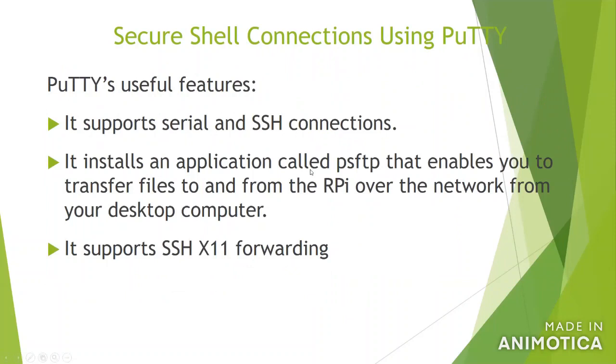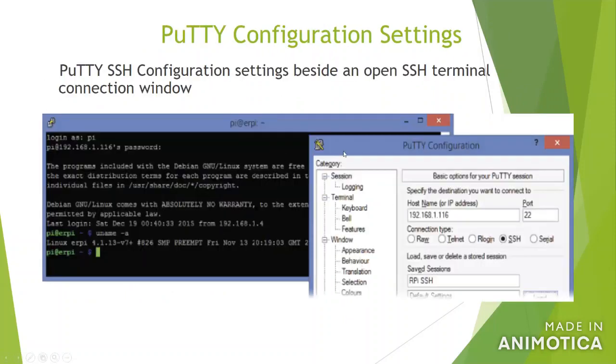Okay, so this gives us an example of PuTTY. In PuTTY, you see you have to provide the IP address. In my case, it's 192.168.1.33, and the port number is 22, because every Raspberry Pi uses port 22 for SSH. So you select SSH as the connection type, and then you can start the connection.